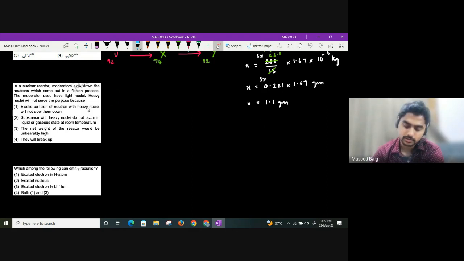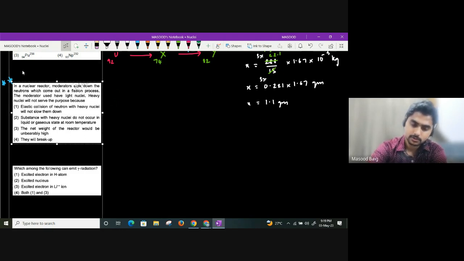Right, I'll just cross check this question also, guys. Slow down the neutrons which come out in a fission process. The elastic collision of neutron with heavy nuclei will not slow them down. Yeah, it is one of the cases. First one will be possible. Substances which have heavy nuclei do not occur in liquid or gaseous state at room temperature.